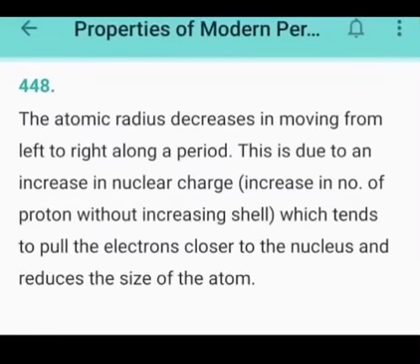The atomic radius decreases in moving from left to right along a period. This is due to the increase in the nuclear charge, that is, the increase in the number of protons without increasing the shell, which tends to pull the electrons closer to the nucleus and reduces the size of the atom.